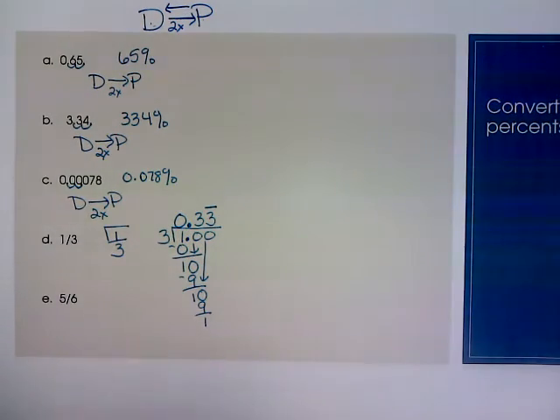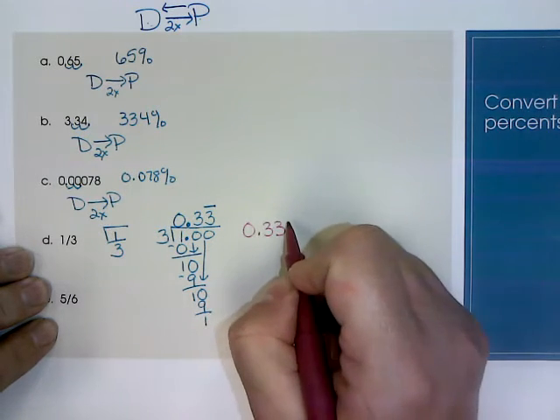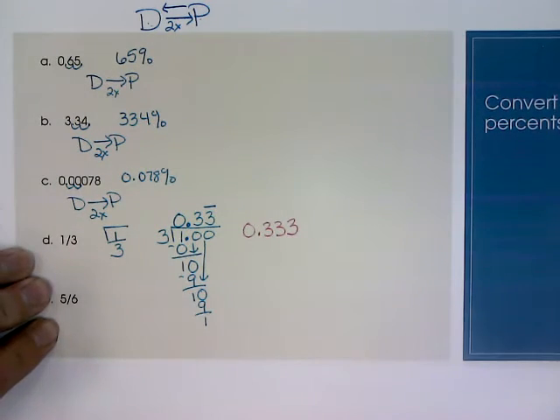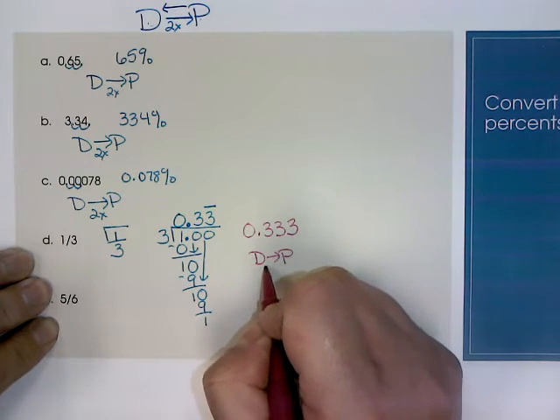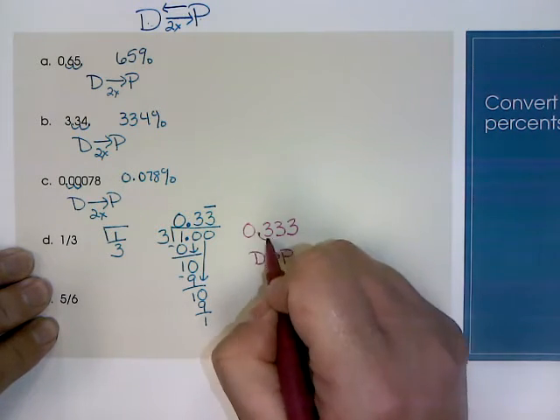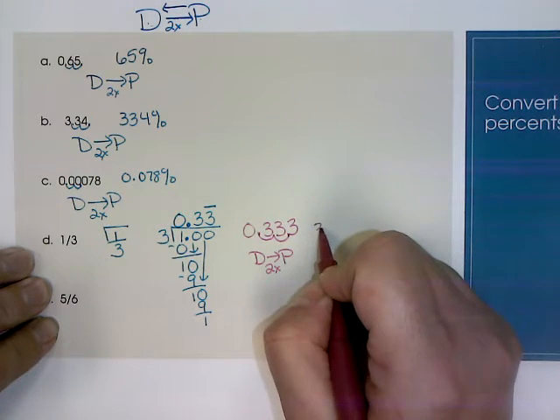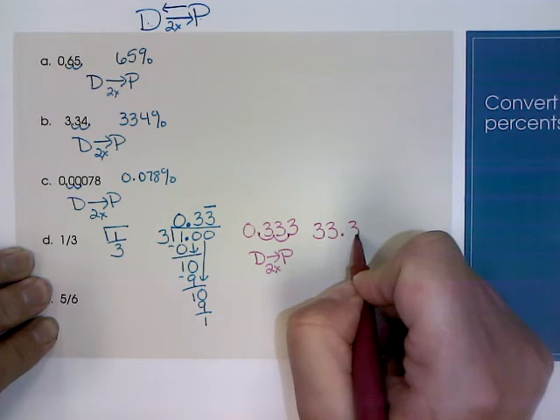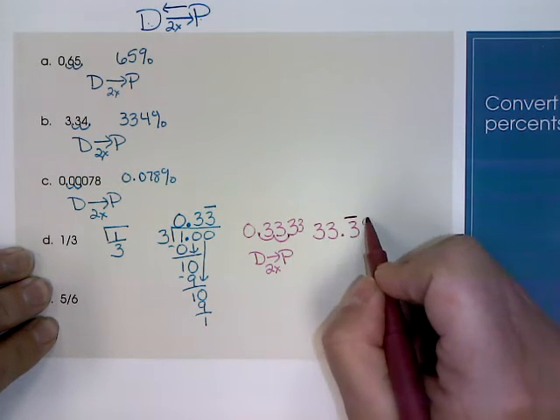So I'm going to go ahead and write down my decimal. And I'm going to do it a couple times because I know it's repeating. Same thing, D to P, I'm moving it over 2 times. Once, twice. So it's going to give me 33.3. Don't forget the repeating sign because that 3's are going to keep going, percent.